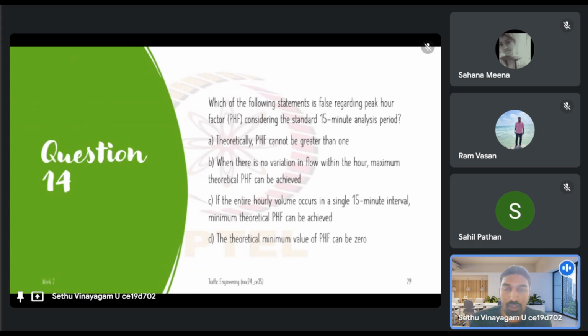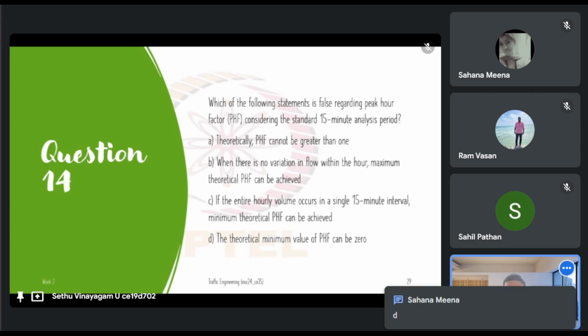So one of these statements is false. So which is that one? Okay, so we have one answer for option B.